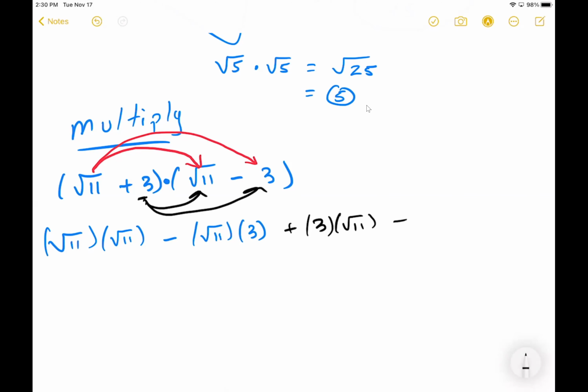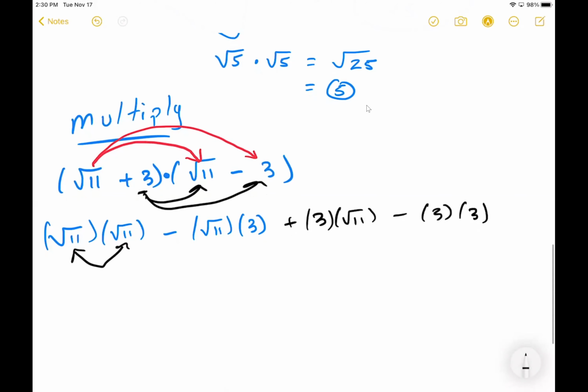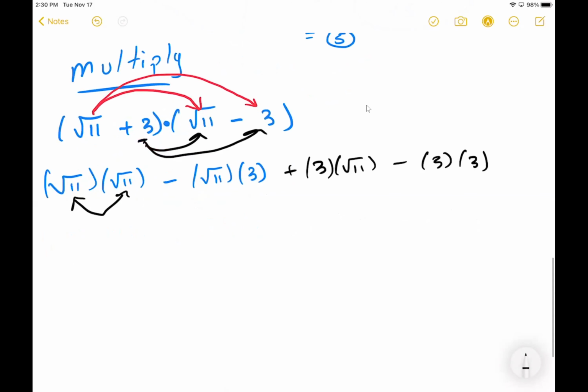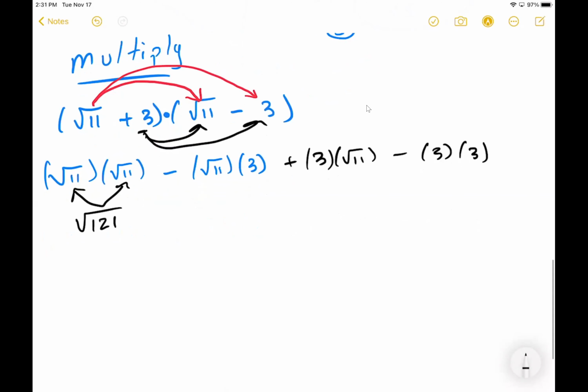And 3 times a negative 3 will give you that item, because of the negative, you still have to keep a negative. So what do we have here, ladies and gentlemen? What is a square root of 11 times a square root of 11? Again, a square root of 11 times a square root of 11 will give you a square root of 121, and a square root of 121 is the same as 11 on the outside.